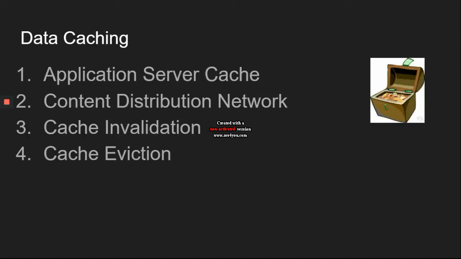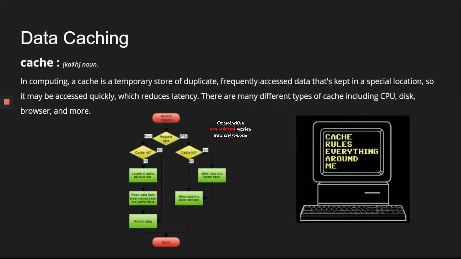Today we will talk about data caching. We will talk about application server cache, content distribution network, cache invalidation, and lastly, cache eviction policies. First, let's take a look at the definition and create an analogy to really understand what caching is.